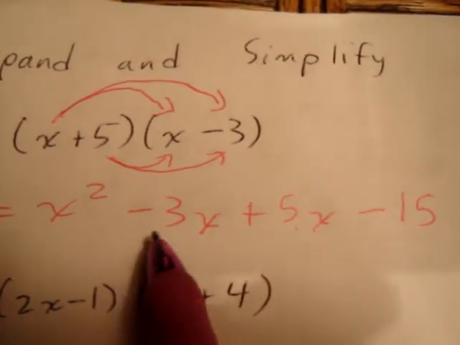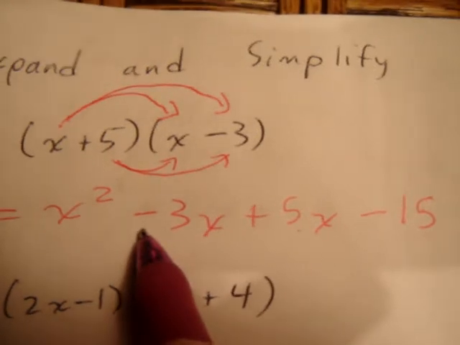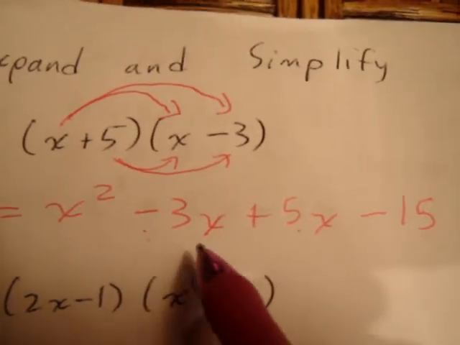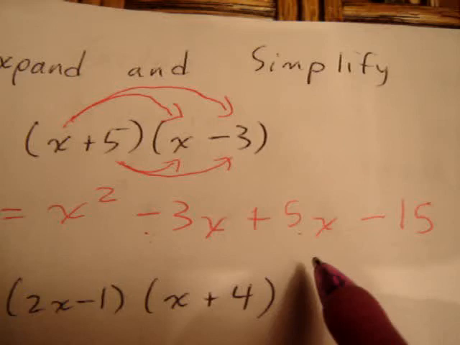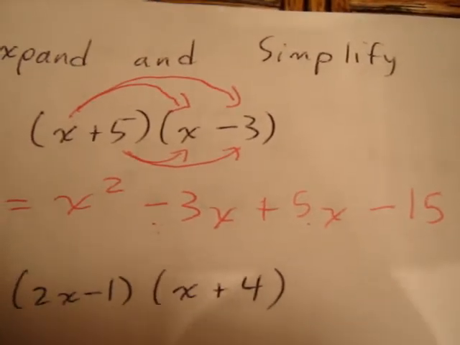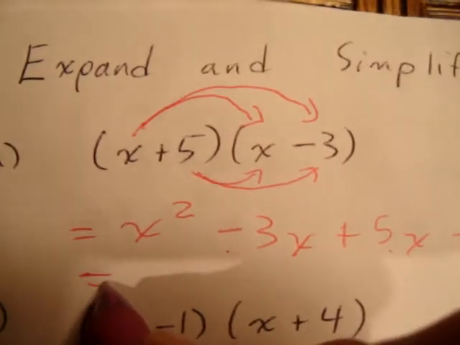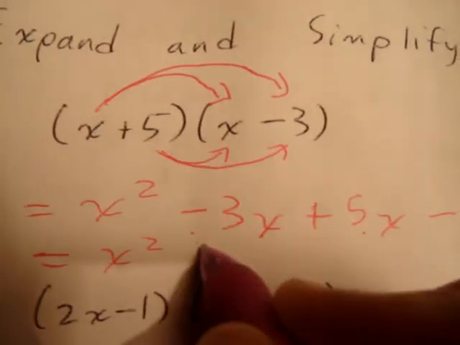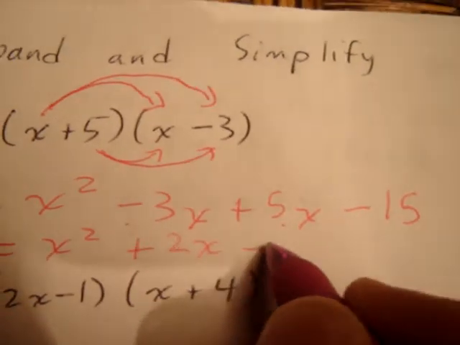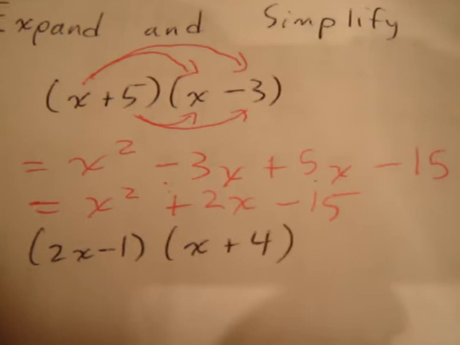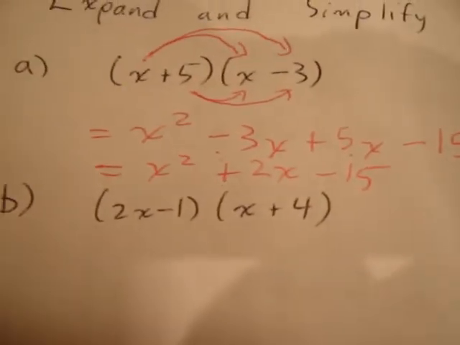So we're going to collect like terms by saying if we subtract 3x and then add 5x, altogether we've added 2x. This becomes x squared plus 2x minus 15. We move to the next question.